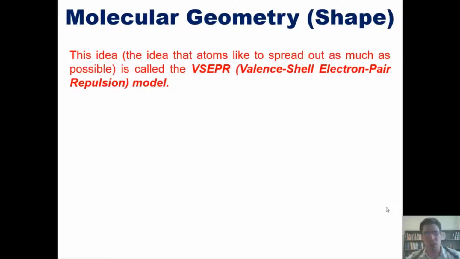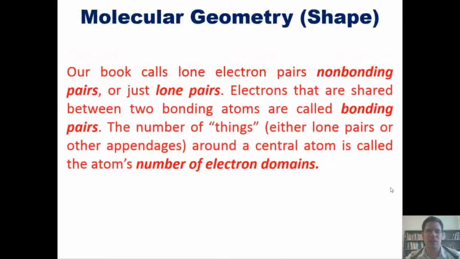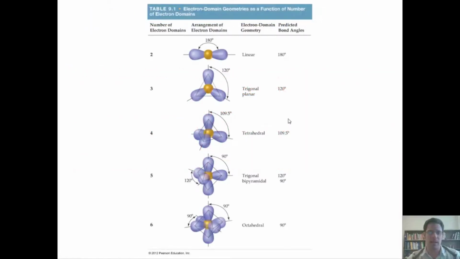Now, parenthetically, just so you know this, our book sometimes calls lone pair electrons non-bonding pairs or just lone pairs. Electrons that are shared between 2 bonding atoms, in our book at least, are called bonding pairs. The number of things, either lone pairs or other appendages around a central atom, is called the atom's number of electron domains. With that in mind, let's take a look at these different geometries from Chapter 9.